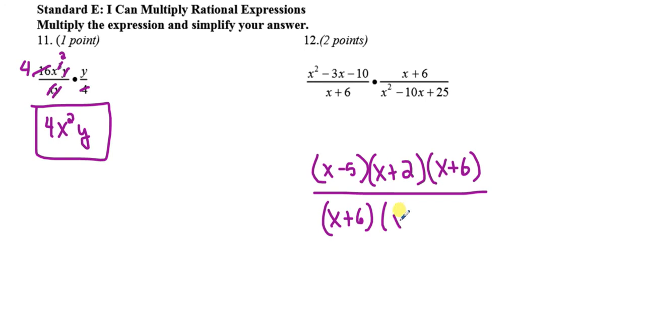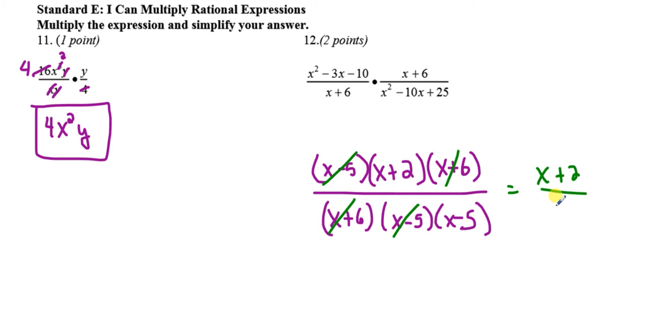And then two numbers that multiply and give me 25 positive, but add up to negative 10. So x minus 5, x minus 5. And I know I'm doing that pretty quickly. That's the puzzle part of it, to figure out what two numbers multiply and give you 25 positive and add up to negative 10. So x minus 5, so we can get rid of one of the x minus 5s. We can get rid of an x plus 6. And our final answer is x plus 2 over x minus 5.